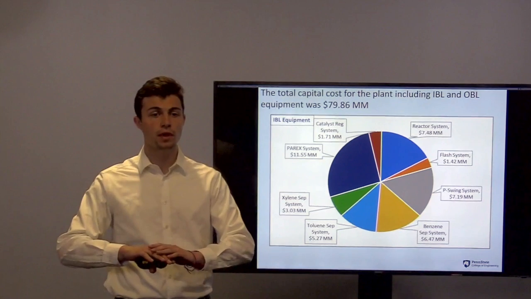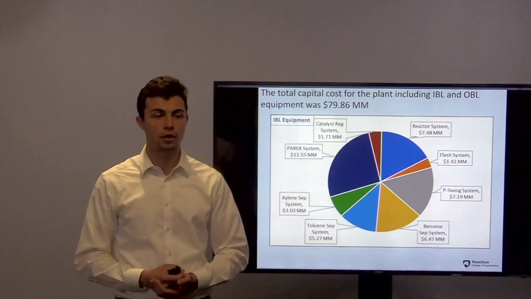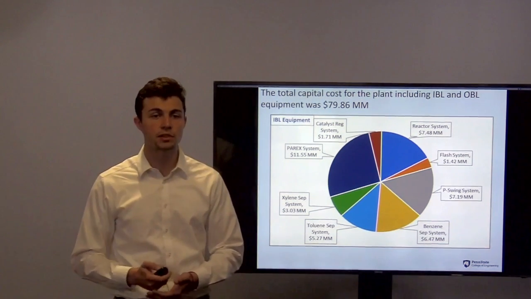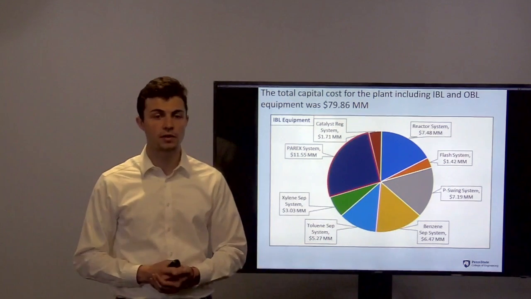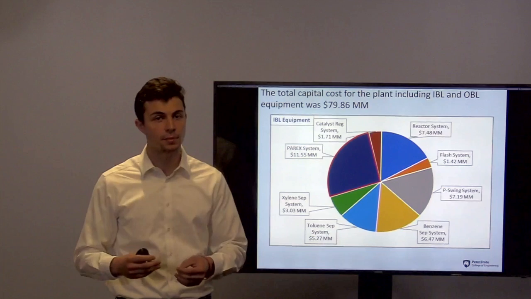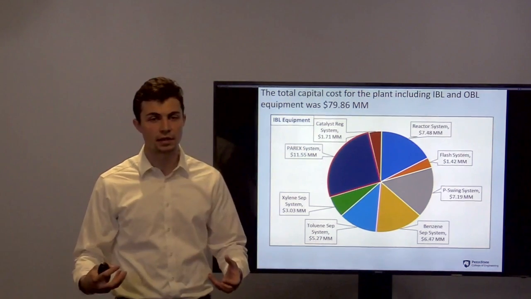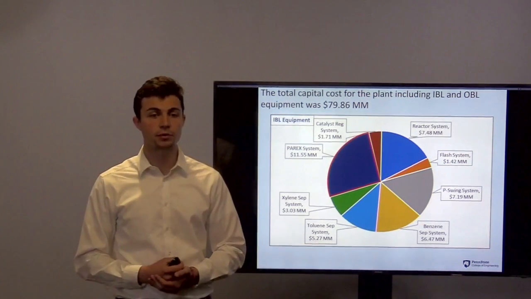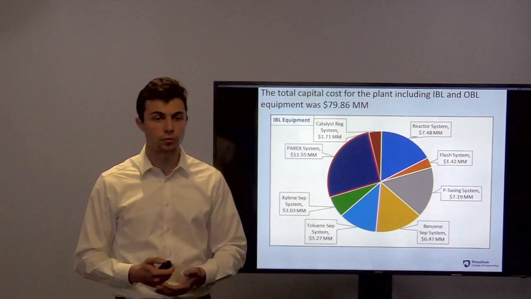That IBL includes all of our unit operations. And the most expensive is by far the PERIC system, right? And this is pretty much the cornerstone of our plant. This is what enables us to separate our P-xylene from our mixed xylenes and actually produce two of our big revenue-producing streams, right?